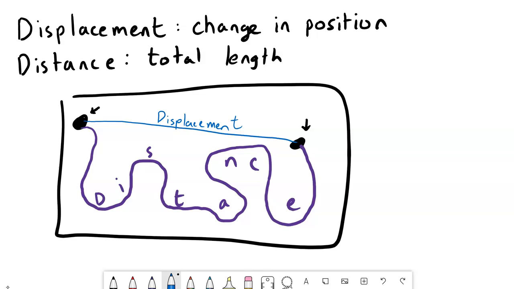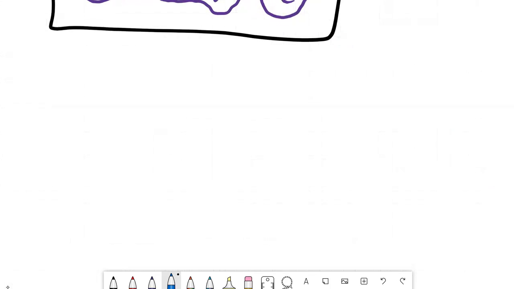So try to keep this in mind, because when in problems you'll see the word distance, you have to think of distance like this, the long path. With displacement, you have to think of that path only about the positions. So how do we even track positions?